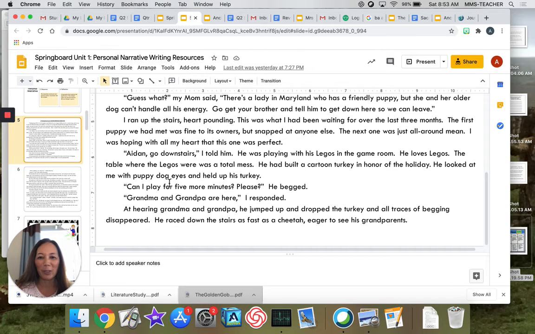So this is an example of a personal narrative, and yours will be similar to this. Of course, the incident will be different, but you'll also include a setting, and you'll include your incident, and of course your characters. You'll include a response and a reflection.